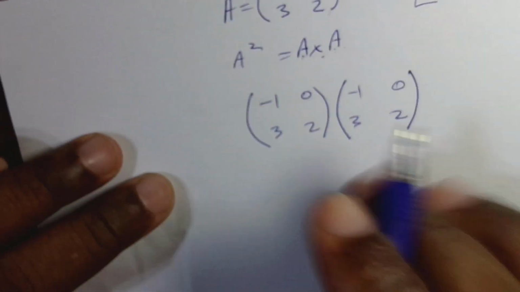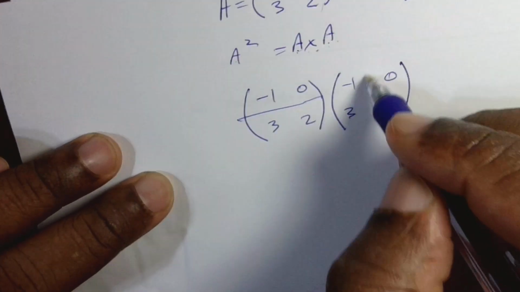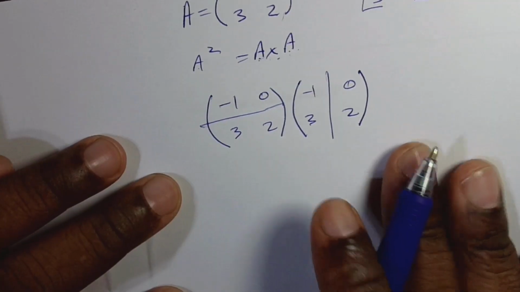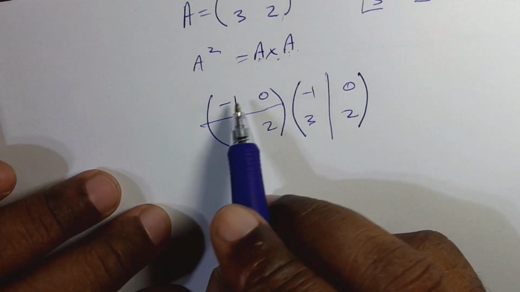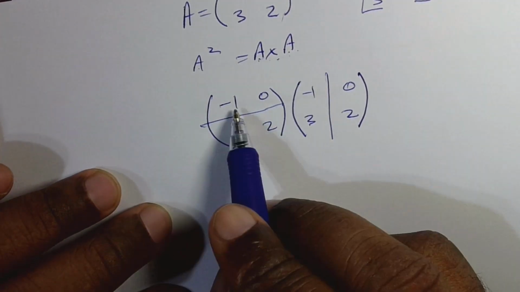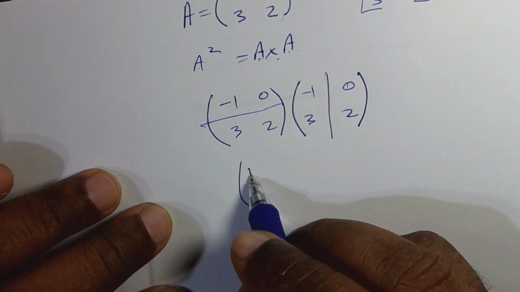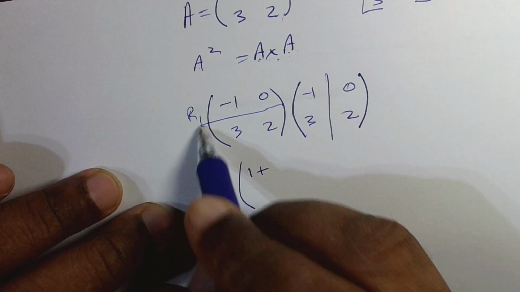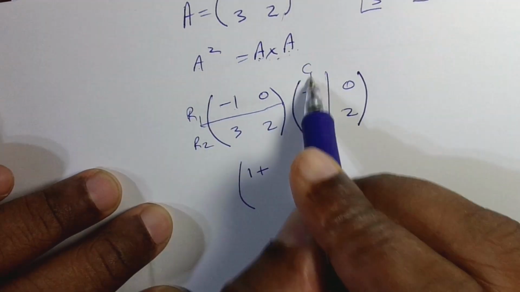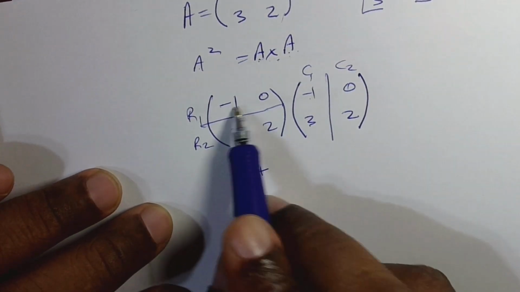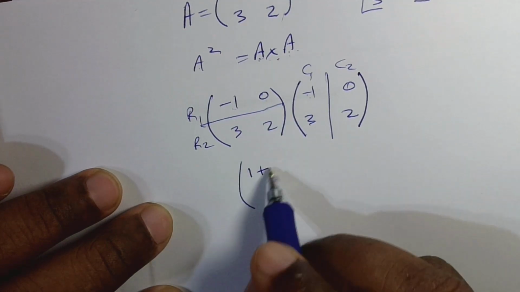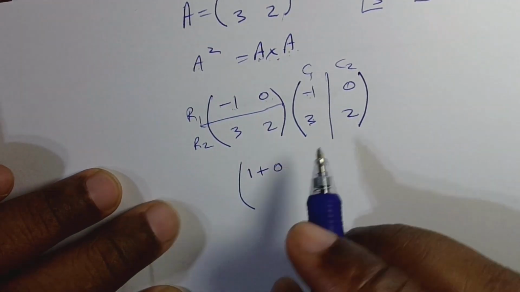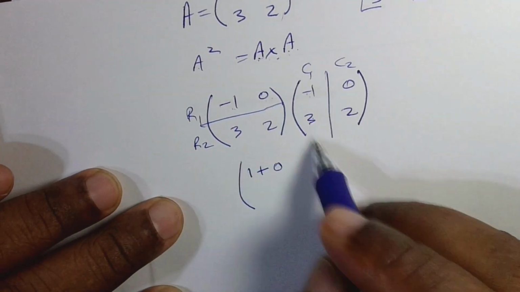Alright, so now we're going to multiply row of the first matrix by column of the second matrix. Row times column: -1 times -1 is +1, plus, of course, row 1, row 2, column 1, column 2. So it's first times first added to second times second, and 0 times 3 is 0. That's row 1 by column 1, which goes here.